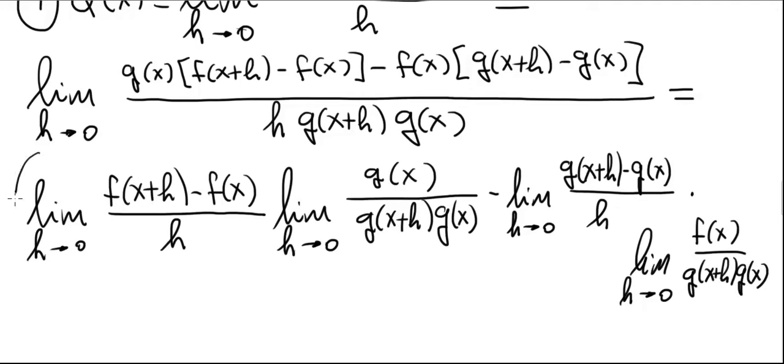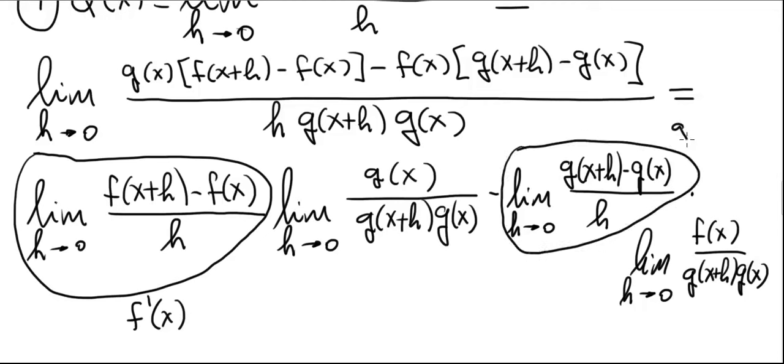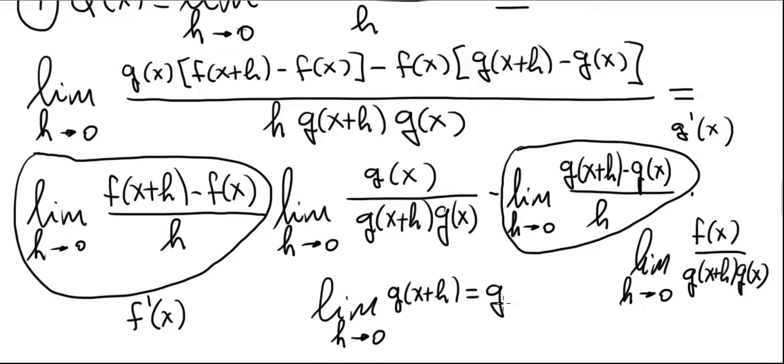So this limit I'm circling here, that is f prime of x. Now we're assuming that f is differentiable, so its derivative exists. Similarly, the limit I'm circling here is the derivative of g, that's g prime of x. We have one more limit to go. Now because g is differentiable, it is continuous. That was shown in the previous video, which means the limit as h goes to 0 of g of x plus h is equal to g of x.